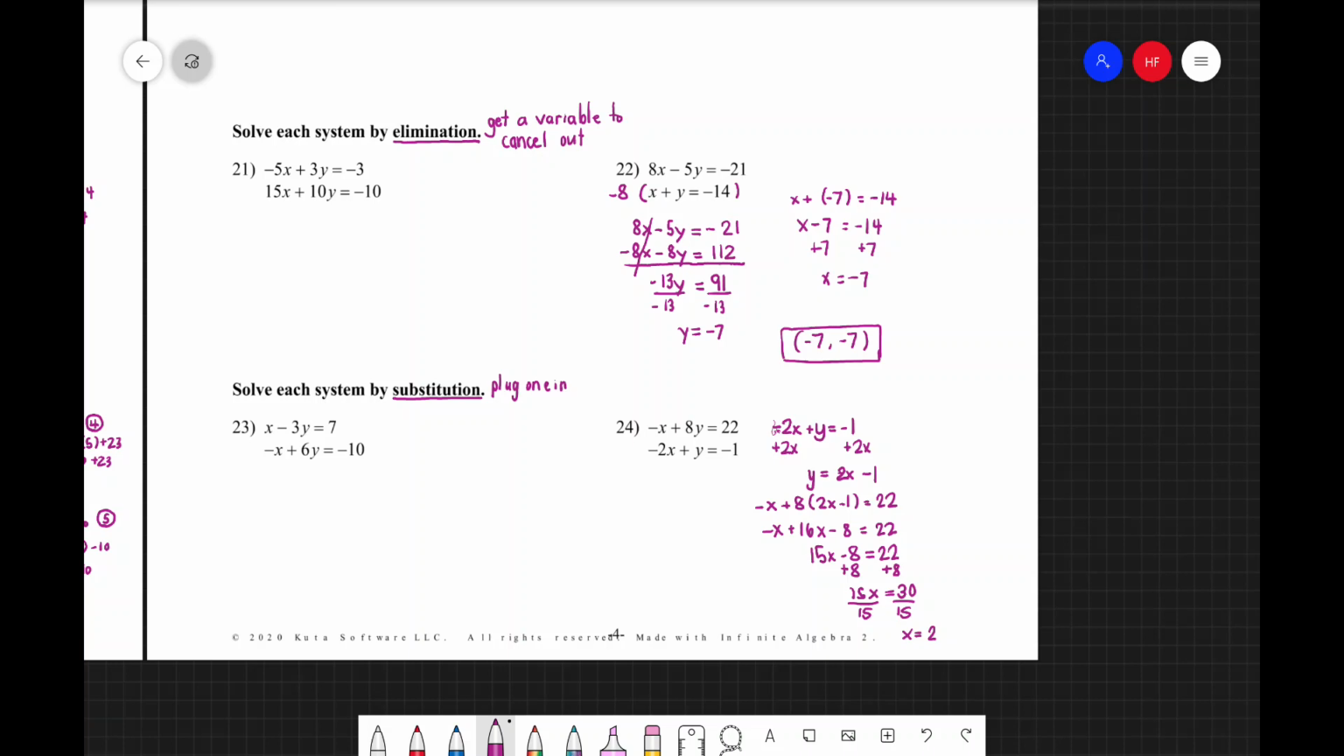So now we have to plug that back into my y equals equation, since we still have y in terms of x. So y equals 2 times 2 minus 1. y equals 4 minus 1. y equals 3. So my solution would be 2, 3.